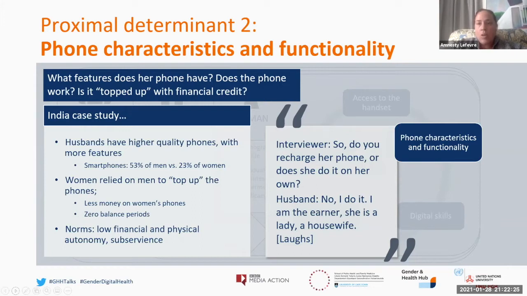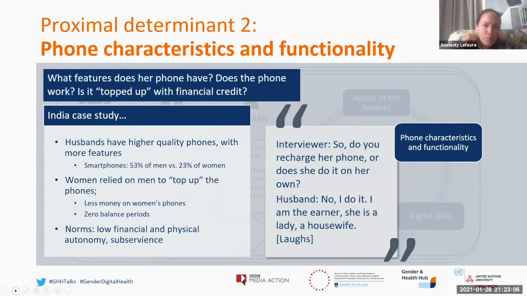This finding was additionally echoed in our qualitative results, which suggest that husbands reported that as the primary earners, they would assume the role of adding that credit. In India and in many low resource settings, increasingly phones without available credit or zero balance periods, as we've noted in the slide, are unable to even receive incoming calls, essentially rendering them useless. Perhaps not surprisingly, this becomes yet one more way in which men become gatekeepers to women's use of mobile phones. Overall, the observed and reported gender gaps in phone characteristics and functionality were underpinned by social norms around women's low financial and physical autonomy and subservience to men. Let's now shift to our next determinant of digital skills.